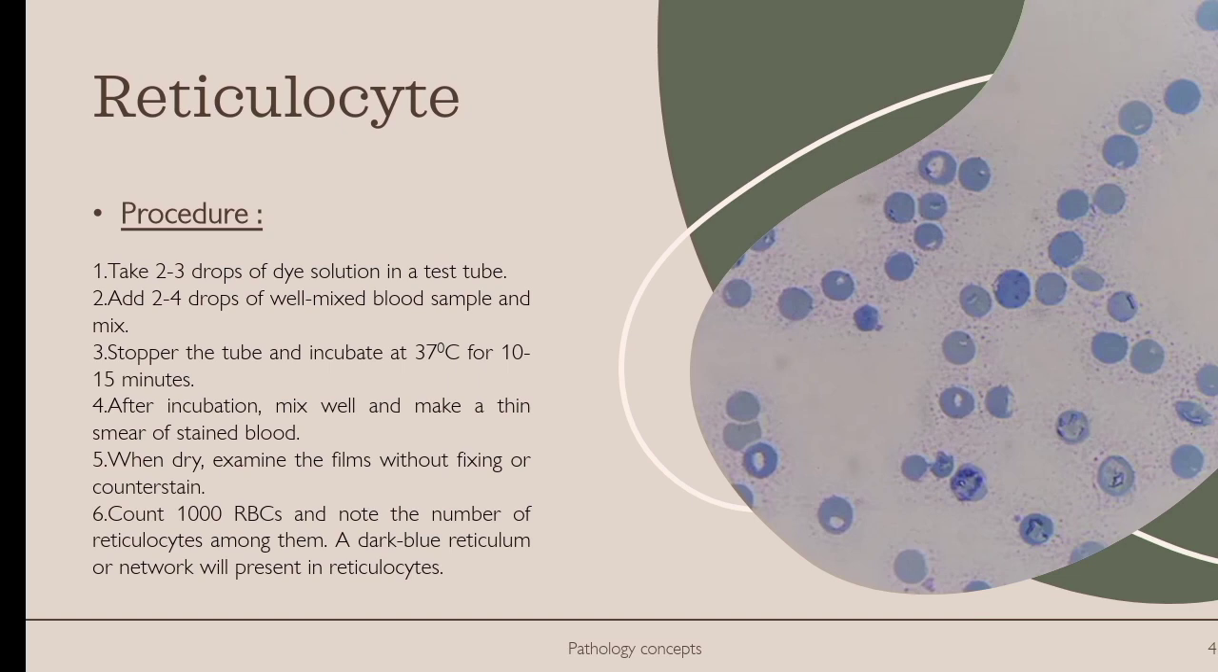When dry, examine the films without fixing or counterstain under the 100x lens. Count 1000 RBCs and note the number of reticulocytes among them. A dark blue reticulum or network will be present in the reticulocyte.